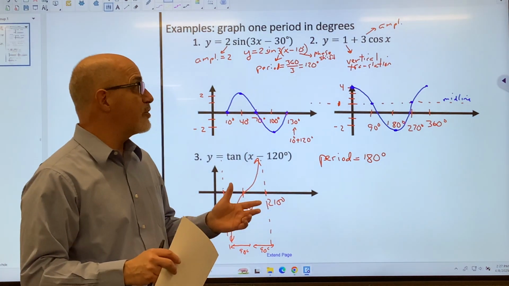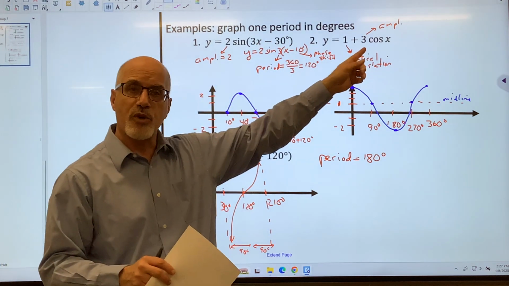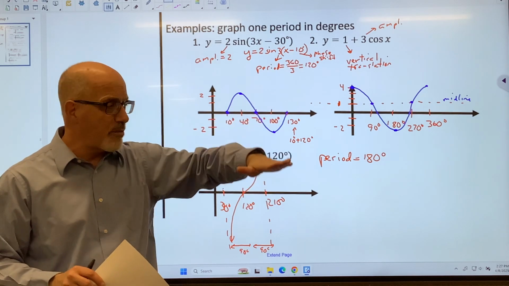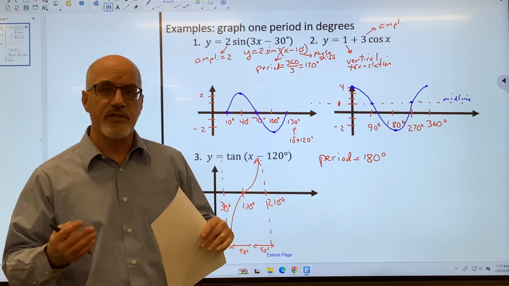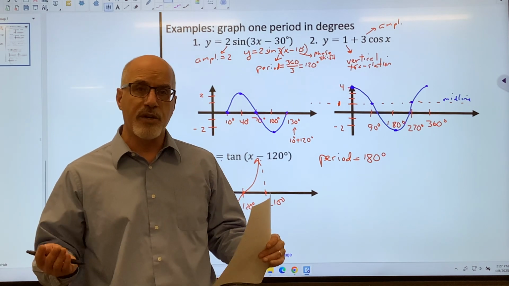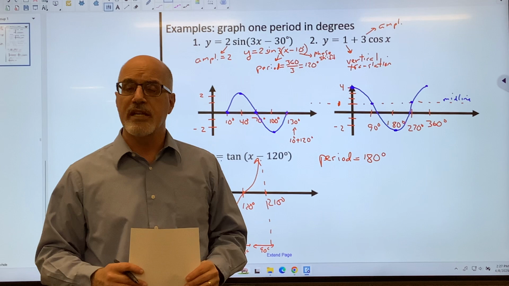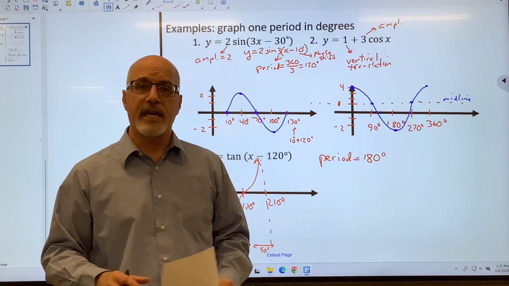And then we've also worked with having a number in front where we add or subtract. That moves the midline, vertically translating it by moving the midline up and down. And then you follow your guidelines for amplitude and for period to draw the rest of your sine, cosine, and tangent. And also we could apply this to cotangent, secant, and cosecant graphs.